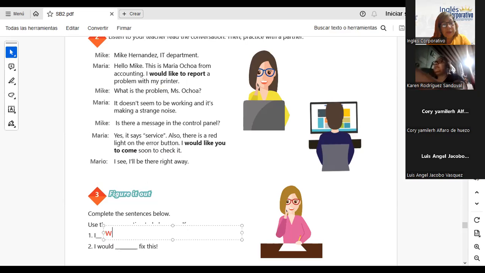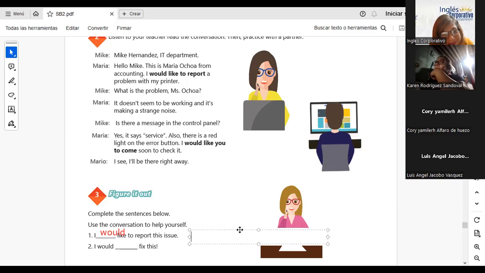Would. Remember the pronunciation? Would. No, would. Good. La doble L es casi como una U, ¿verdad? Pero pronúnciela usted haciendo la boca así, ¿ve? Como que va a dar un besito.